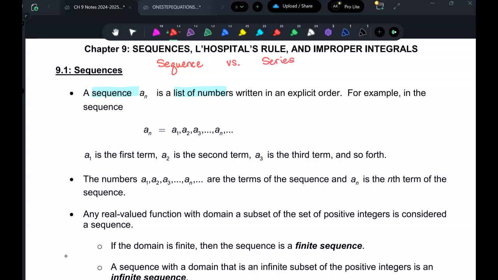So this chapter, we're going to be doing sequences. The next chapter is all on series. So what's the difference between sequences and series? Well, sequences are just a set of numbers. A series is going to be the sum of the terms. So this is just a pattern of numbers, and this is taking that pattern, if there is one, and adding them together.